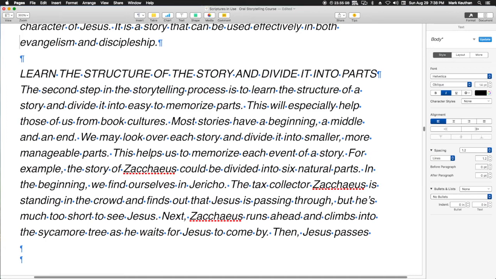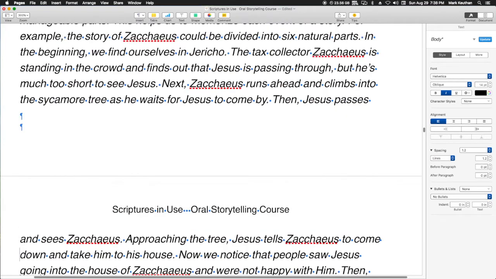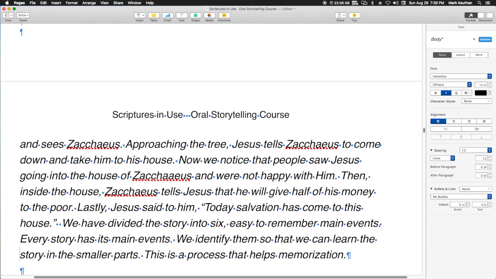So here's the story of Zacchaeus. It could be divided into 6 natural parts. In the beginning, we find ourselves in Jericho. The tax collector Zacchaeus is standing in the crowd, finds out that Jesus is passing through, but he's too short to see Jesus. Next, Zacchaeus runs ahead and climbs into the sycamore tree, and he waits for Jesus to come by. Then Jesus passes by and sees Zacchaeus approaching the tree. Jesus tells Zacchaeus to come down and take him to his house.